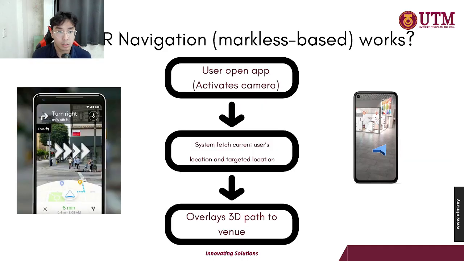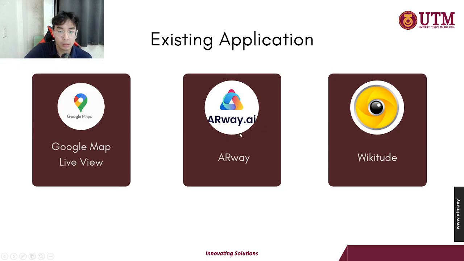For the AR navigation, this is the workflow for my project. The user opens the app, which activates the camera. The system will fetch the current user location and the targeted location, and the system will display a 3D arrow to navigate the user to the venue. The applications that use AR navigation are Google Maps Live View, Arway, and Wikipedia.